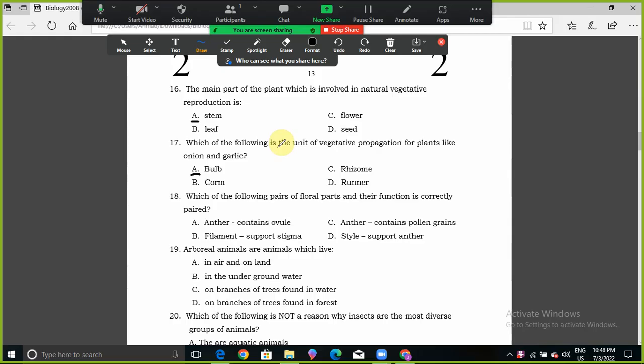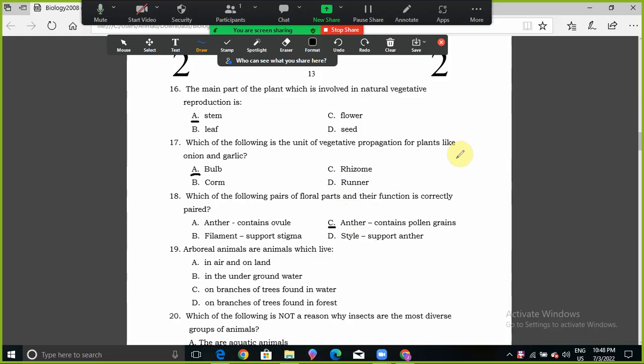Okay, now question number 18 says, which of the following floral parts and their function is correctly paired? Anther contains ovule? No. Filament supports stigma? No. Anther contains pollen grains? Or style supports anther? The answer is C, anther contains pollen grains, because it's a male part, right? It's a male part whose pollen is transferred to the female part, which is the stigma.